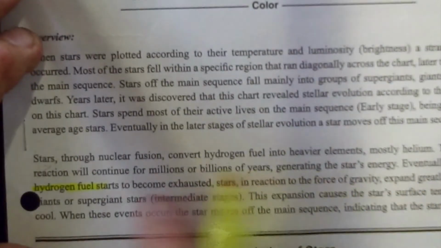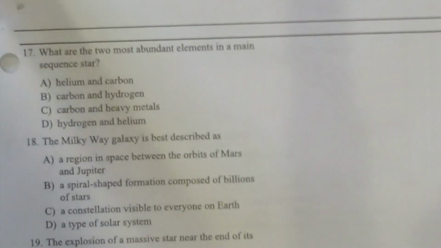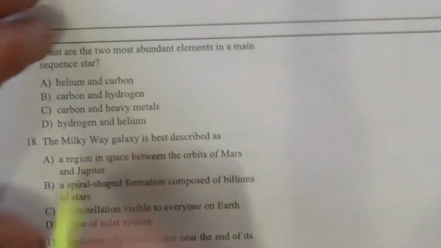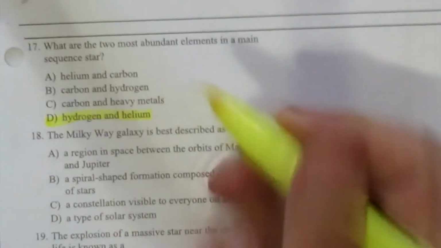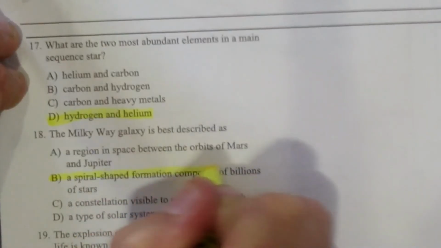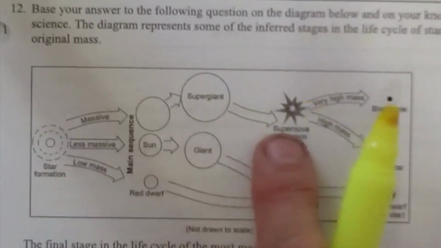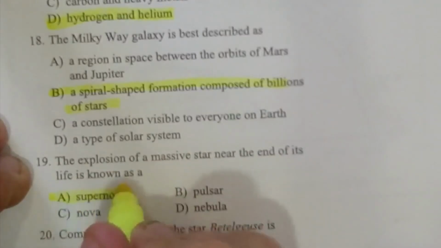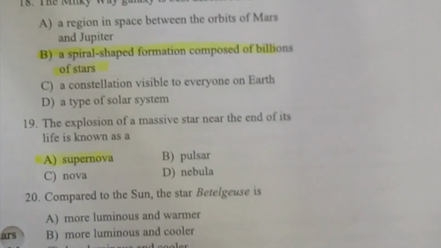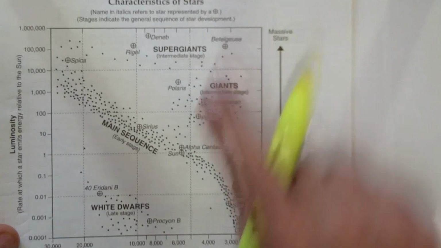It's mentioned in the reading that stars start off burning hydrogen fuel. During nuclear fusion, hydrogen is converted into helium. Number 18, the Milky Way galaxy is best described as. Number 19, the explosion of a massive star near the end of its life is known as. Number 20, compared to the sun, the star Betelgeuse is more massive, more luminous, and cooler.